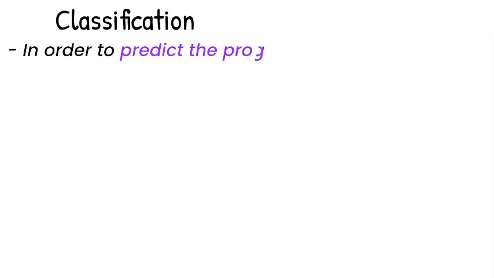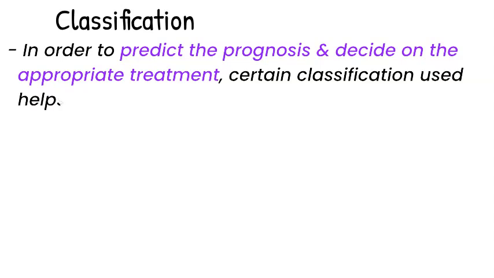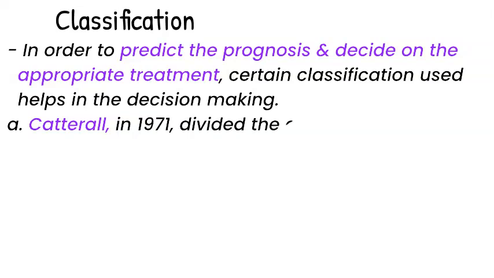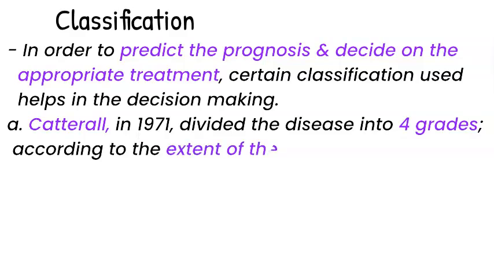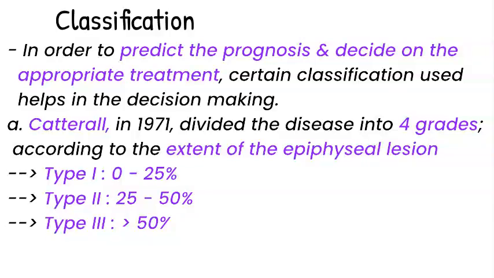Classification. In order to predict the prognosis and decide on the appropriate treatment, certain classification use helps in the decision making. A. Catterall in 1971 divided the disease into 4 grades according to the extent of the epiphyseal lesion. In type 1, 0 to 25%, type 2, 25 to 50%, type 3, more than 50%, type 4, 100% involvement.